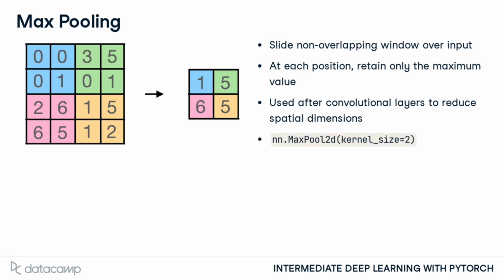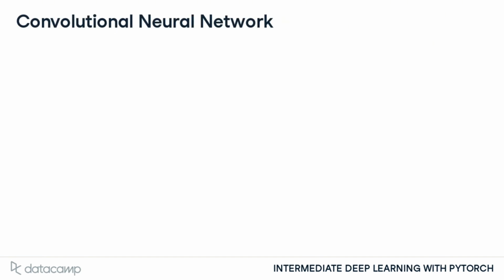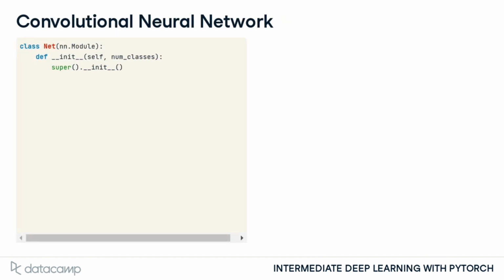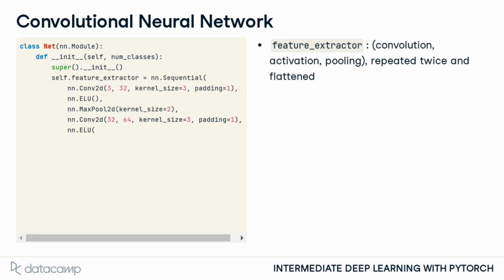In PyTorch, we use nn.MaxPool2d to define a max pooling layer, passing it the kernel size. Let's build a convolutional network. It will have two parts, a feature extractor and a classifier. The feature extractor has convolution, activation, and max pooling layers repeated twice.